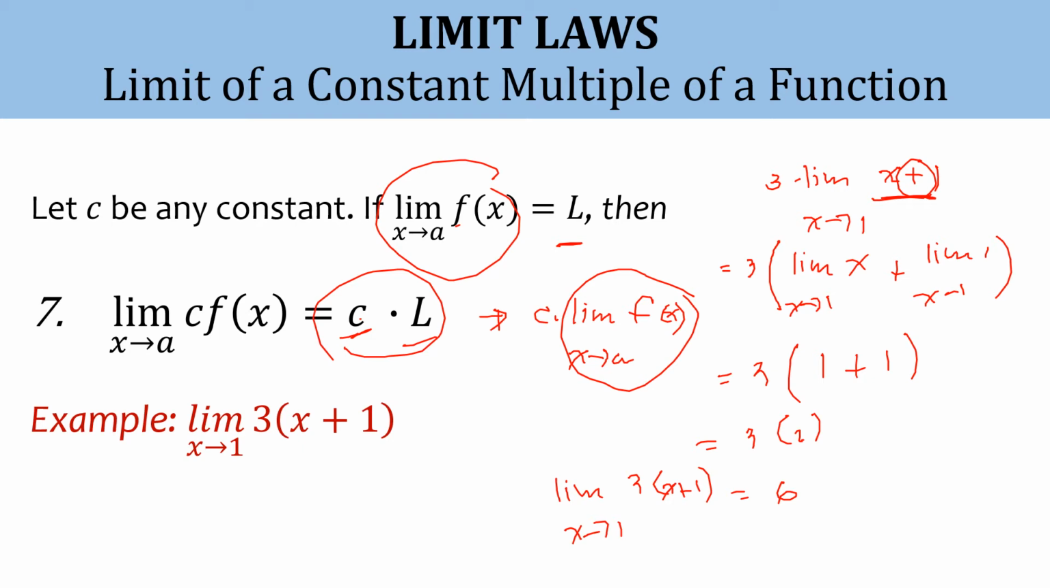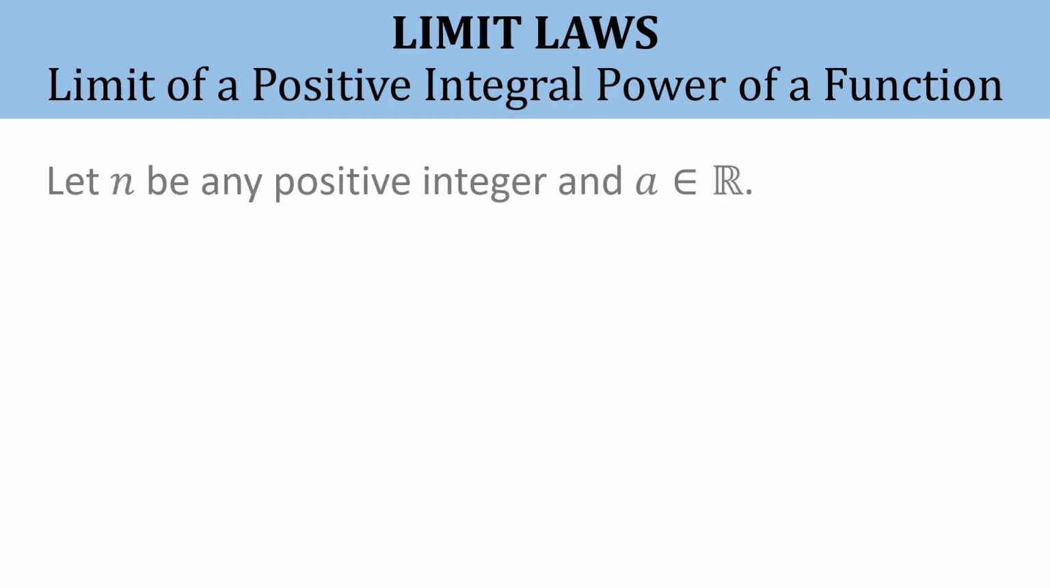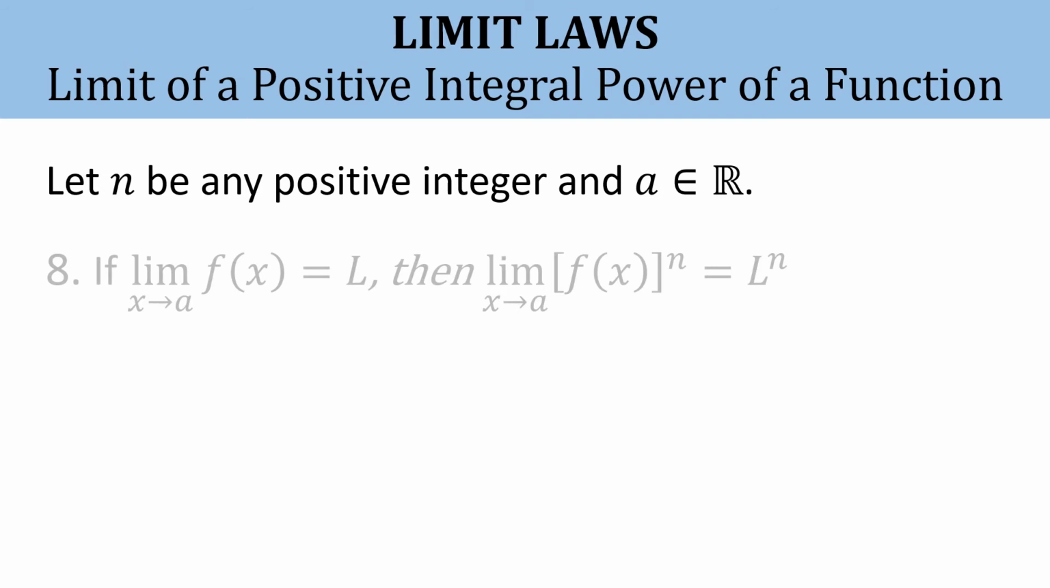And so let's go ahead and continue. Let's talk about the limit of a positive integral power of a function. Integral means it's an integer, a whole number. It could be positive or negative, but here we're referring to positive integral powers. So if the limit of f of x as x approaches a is equal to L, meaning there is an existing limit with a value of L, then the limit of f of x to the power of n as x approaches a is just L to the n.